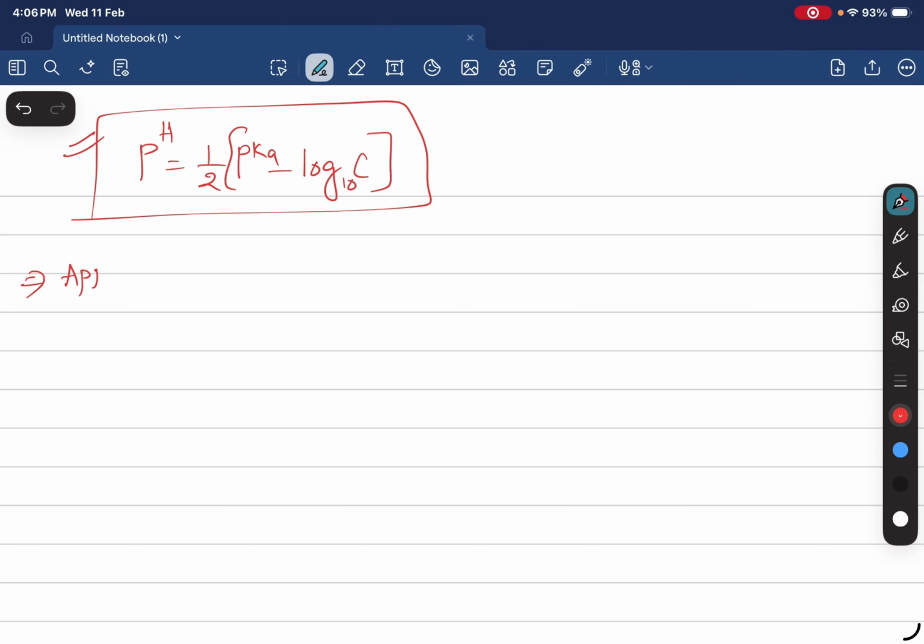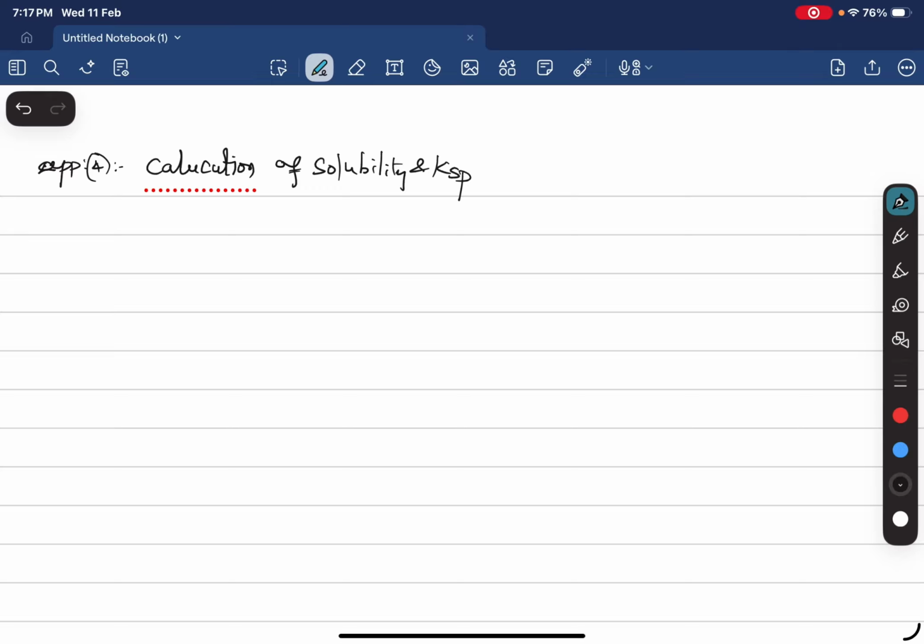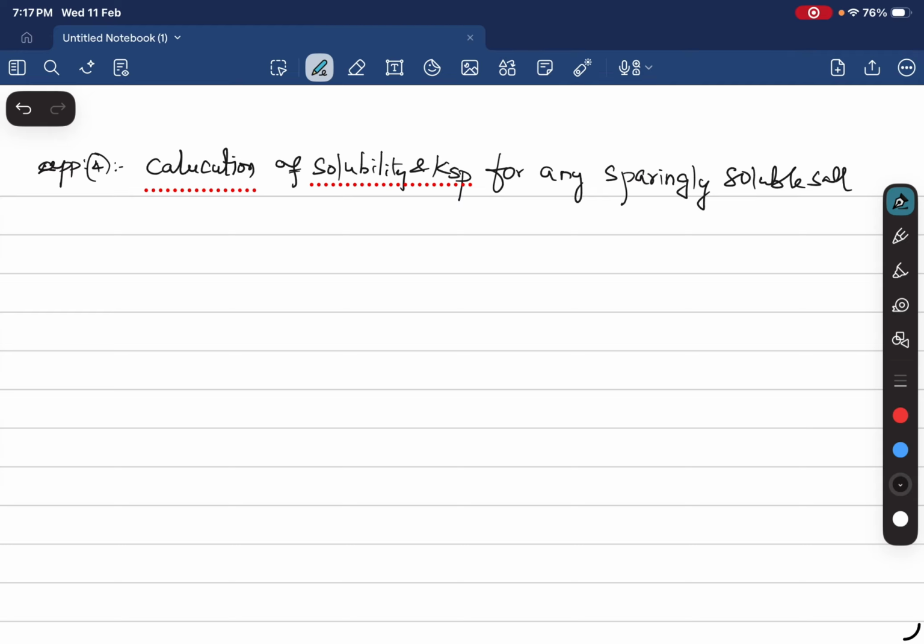So next application: calculation of solubility and KSP for any sparingly soluble salt. Sparingly soluble salt means partially soluble salt. Just take AgCl or BaSO4. So it is soluble partially in water.